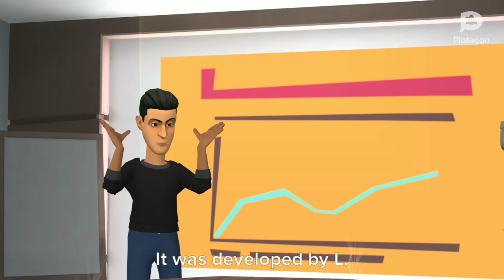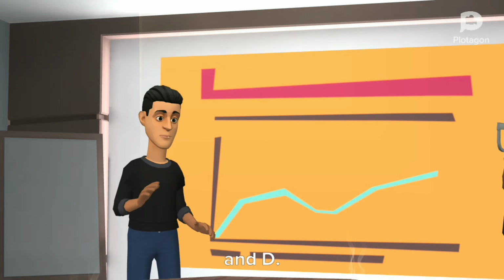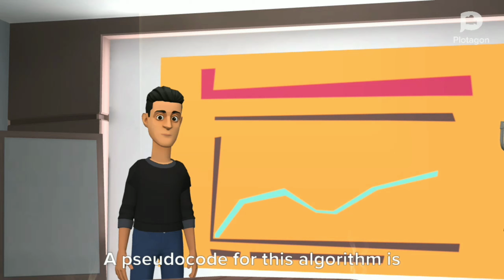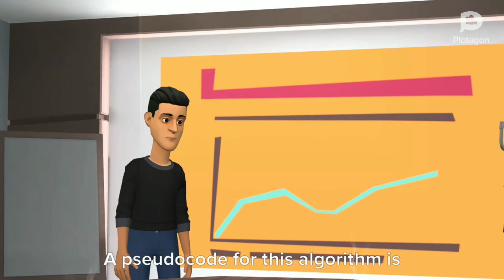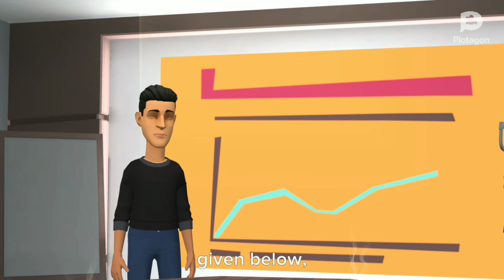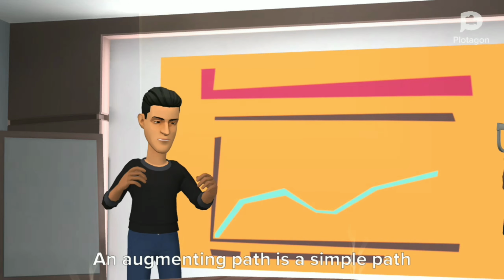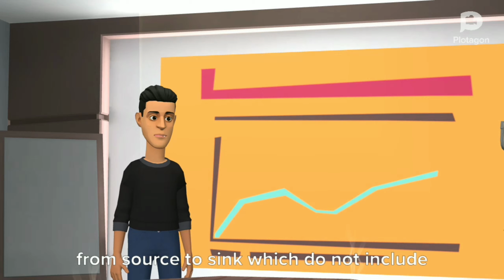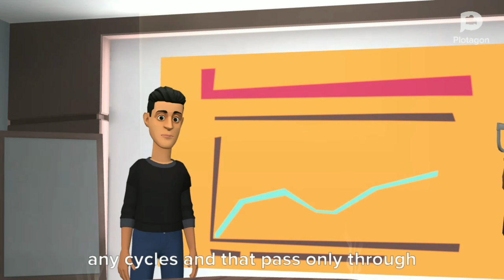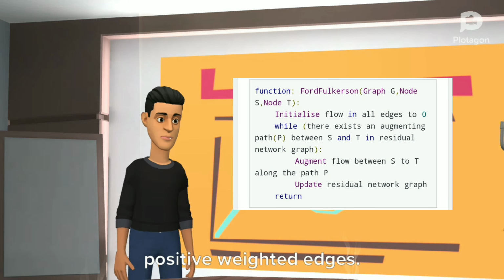The Ford-Fulkerson algorithm was developed by L. R. Ford Jr. and D. R. Fulkerson in 1956. The pseudocode for this algorithm is given below. Inputs require the network graph, source node and sink node. An augmenting path is a simple path from source to sink which does not include any cycles and that passes only through positive weighted edges.